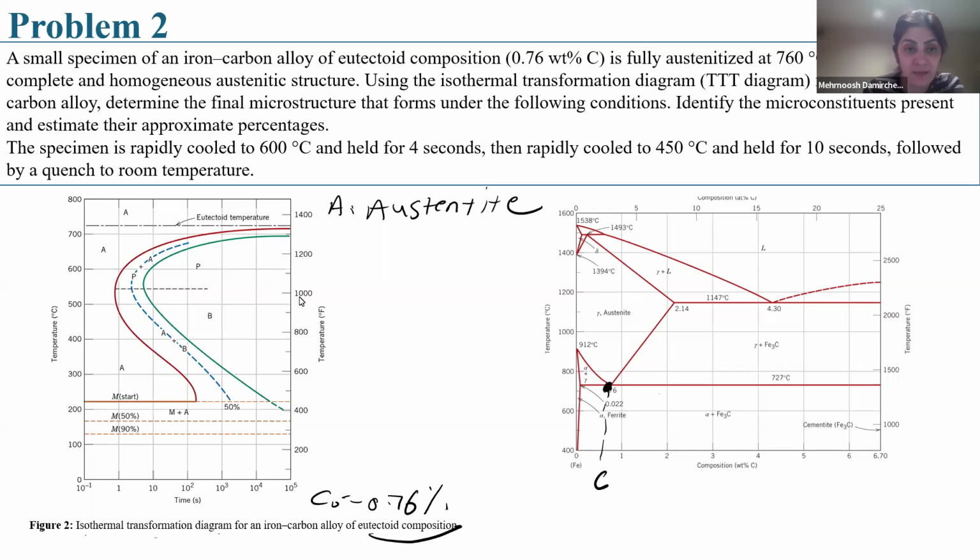So A here is austenite. The red curve is 0% conversion of austenite to pearlite or bainite, because it is a continuous C shape and it covers pearlite and bainite, both of them. The blue dashed line is 50% and the green is 100%. So: hold at 600 for 4 seconds, then rapidly cool to 450 and hold for 10 seconds, followed by a quench to room temperature.